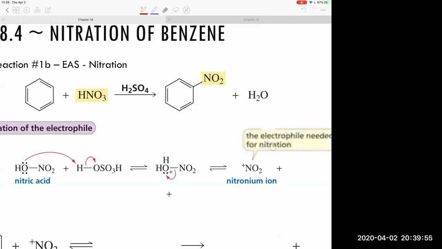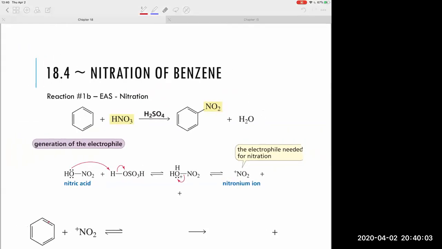This is our electrophile, right? So again, the first step, the hard part, is the actual preparation of that electrophile. First thing we've got to do is form that nitronium ion.